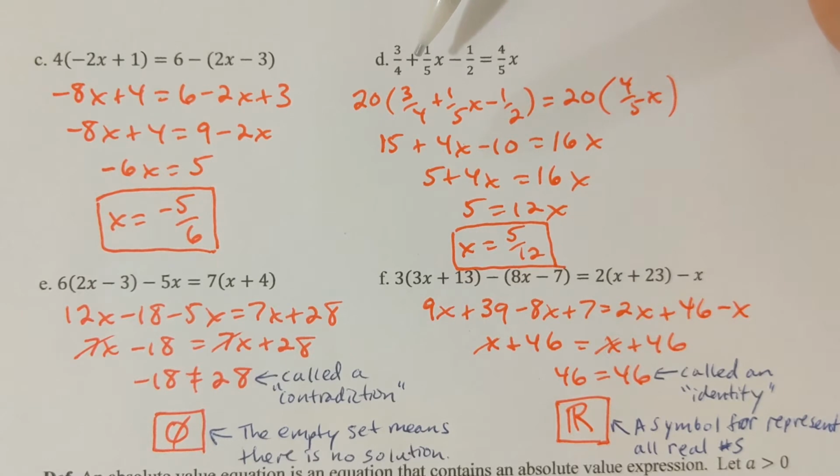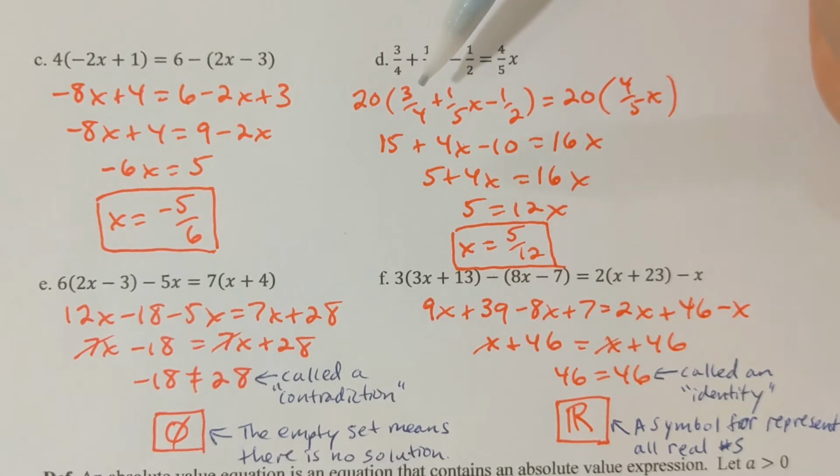20 is the smallest number that 4, 5, 2, and 5 will go into evenly, and so it would make the most sense to begin the problem by multiplying both sides by 20. So I've done that, and of course, I'll need to distribute here on the left.